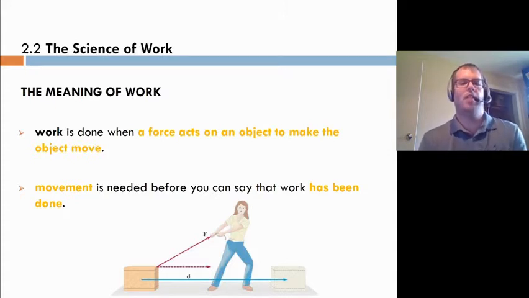So let's give another example here. I'm pushing on a wall. While I'm pushing on the wall, I may be exerting some energy, but I'm not doing work unless I get that wall to fall over. And then one can make an argument that I did work. But if I'm pushing on a wall and the wall does not move, there is no work being done.